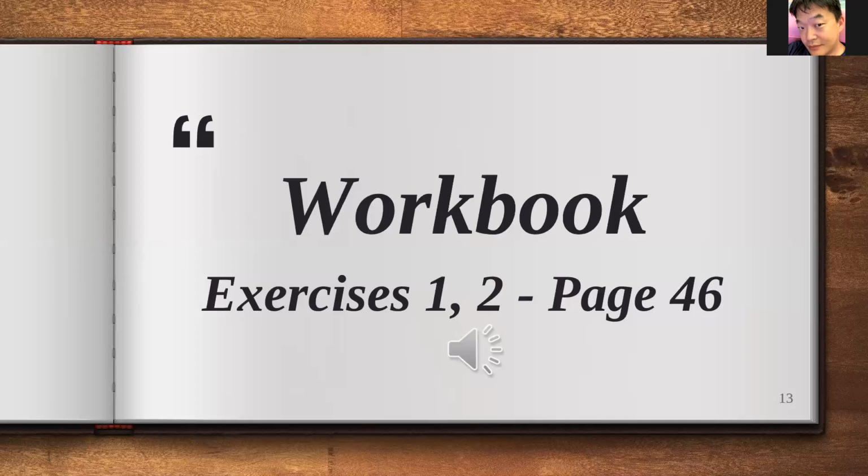Number one, Jesse sprained his ankle. What does he have to do? He has to use crutches, okay? This is the example. Now let's go to number two. Mary burned her hand. What does she have to do? She has to see the doctor.